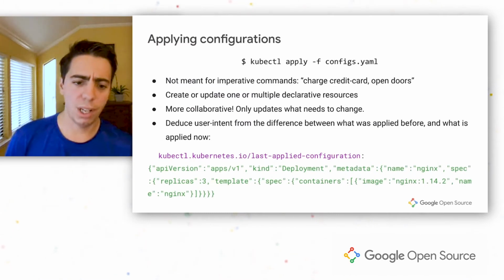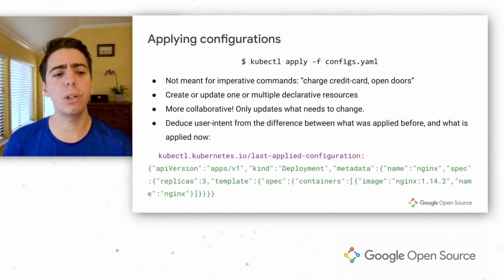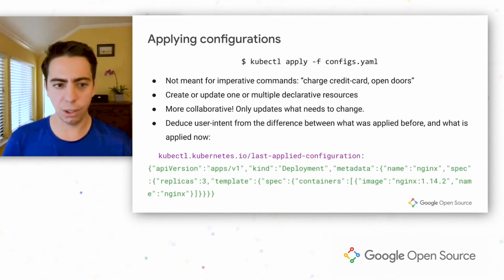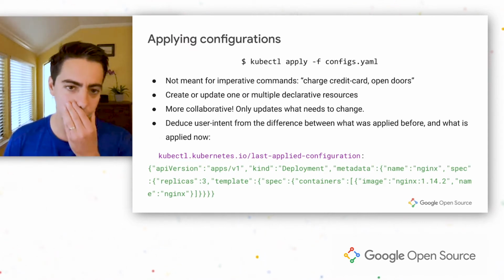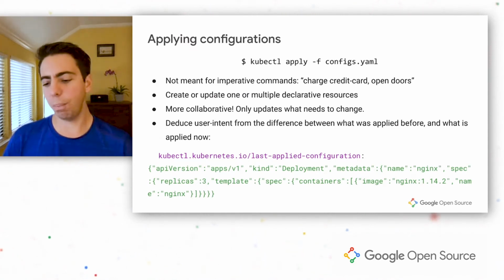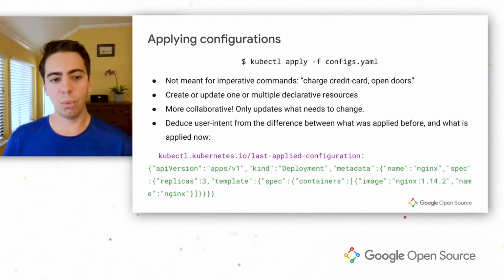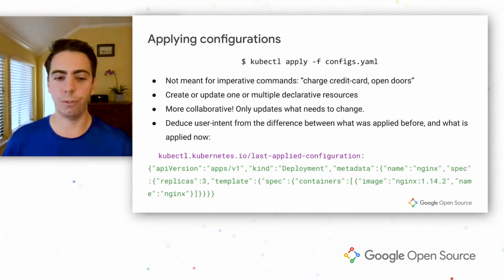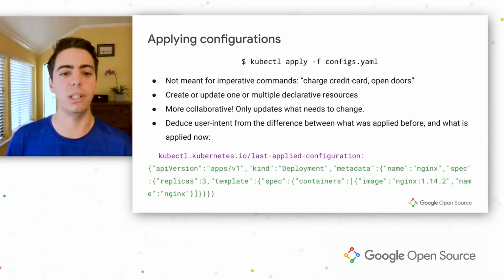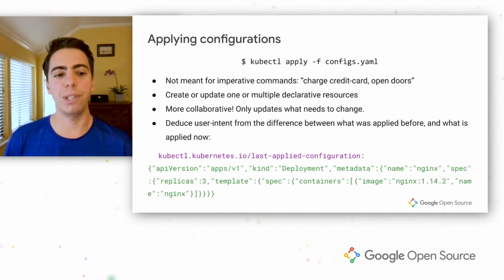So how does this work? How do we apply? We do apply by running the kubectl apply command, and you can apply it to many configurations. This is convenient because, again, we don't have to look at each individual configuration and decide if they need to be created or updated.